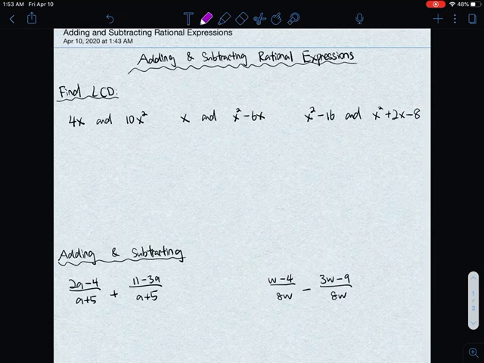So today we're going to talk about how we can add and subtract rational expressions. Last time we talked about how we can find the LCD.